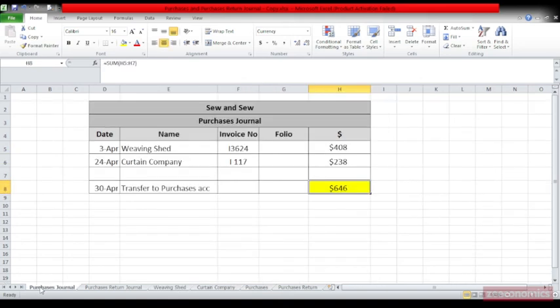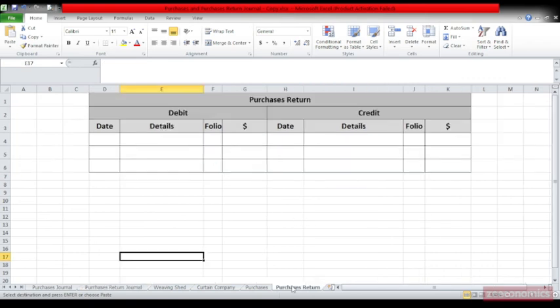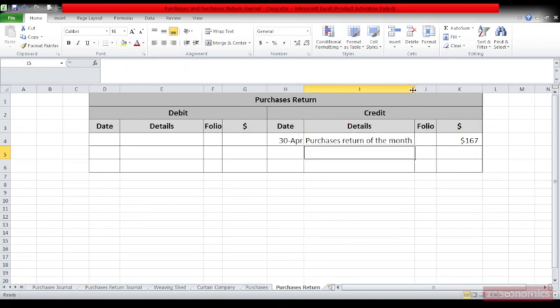Now next we head to our purchases return book. Now it's worth up to $167. We then transfer this to the purchases return account at the end of the month, and here I will put it on the credit side because purchases return increases on the credit side. On the 30th of April, the details would be purchases return of the month. I'm so sorry for this miscolumn size. This is the purchases return of the month worth $167.